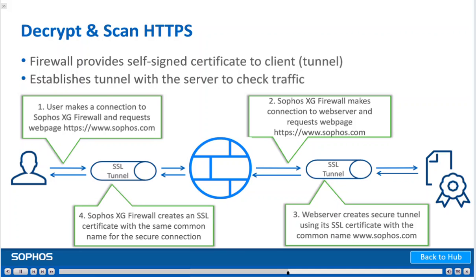www.sophos.com. The secure tunnel between the user and the Sophos XG Firewall uses an SSL certificate that the Sophos XG Firewall has created and signed itself using the same common name as the website, www.sophos.com. The user's browser will see that the SSL certificate matches the name of the website that was requested. The result of this is that while the traffic is passing through the Sophos XG firewall between the two secure tunnels, it is not encrypted, and the Sophos XG firewall can filter it like normal HTTP traffic.